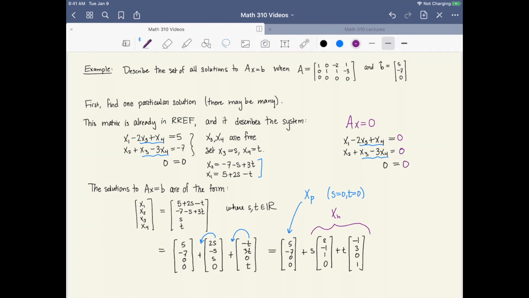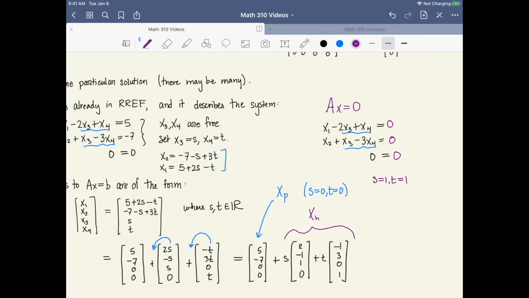And now if you take something of the form s times (2, minus 1, 1, 0) plus t times (minus 1, 3, 0, 1), and you plug it into here, you're going to get a solution. Let's check one just to be sure. When s and t are both equal to 1, that would give us these two vectors added together. So that would give us the vector (2, minus 1, 1, 0) plus (minus 1, 3, 0, 1), which, if I add correctly, is (1, 2, 1, 1).